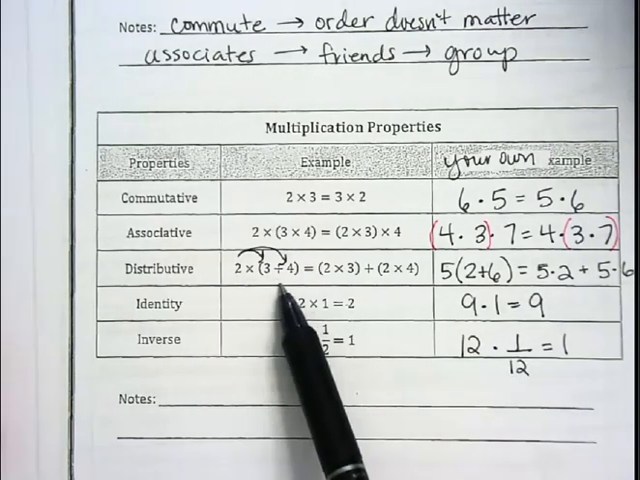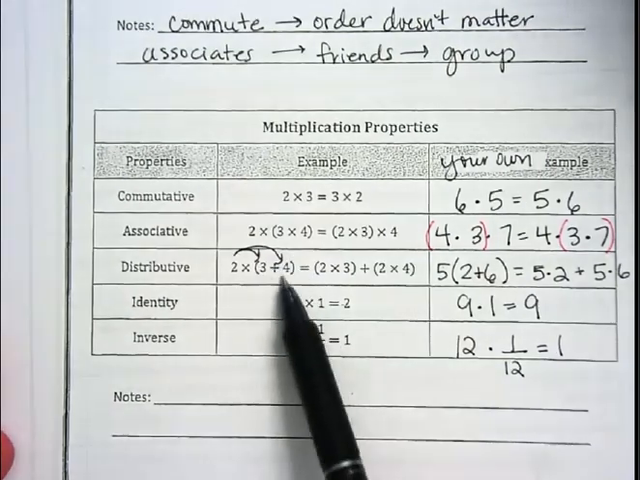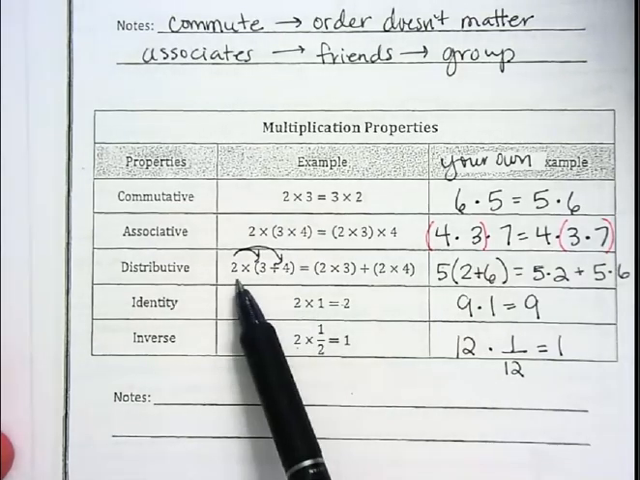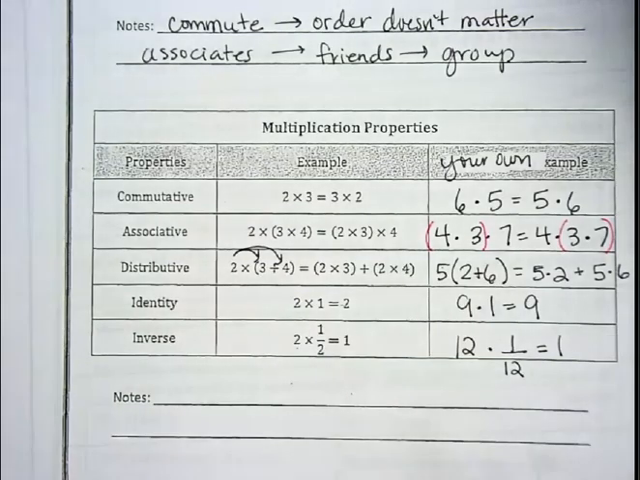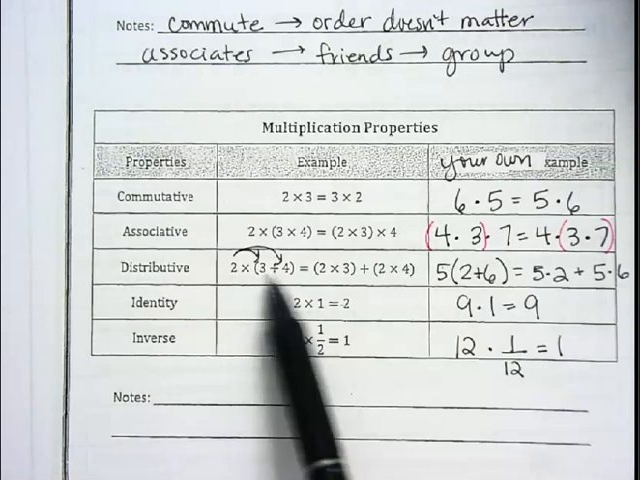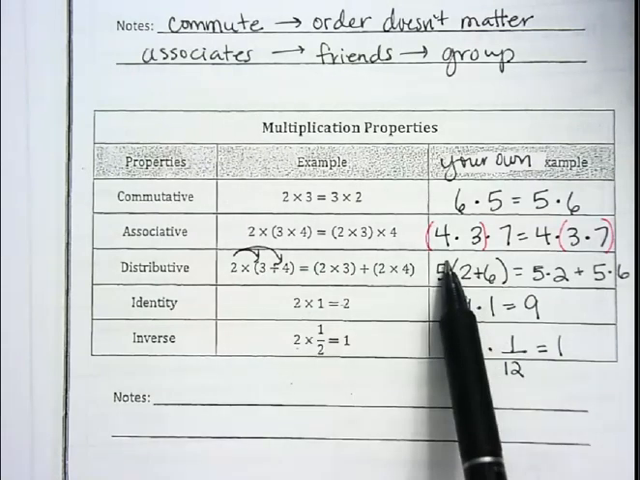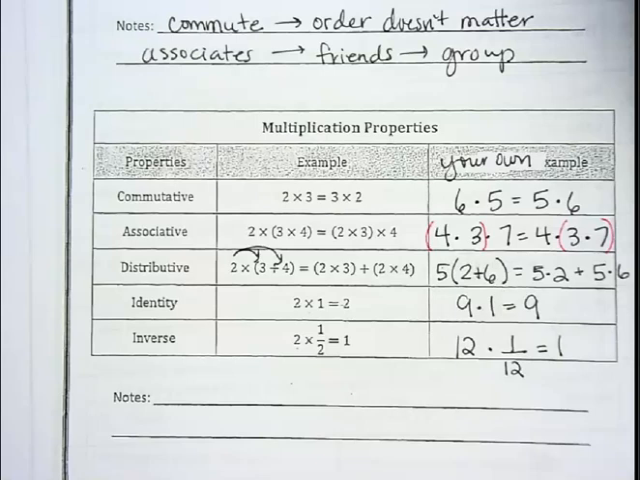Now, if we're following order of operations, we would probably just do this math in here. 3 plus 4 is 7, and then times 2. This is just an illustration of the property. Usually we have a variable inside here, and then that's when we would distribute the number outside.